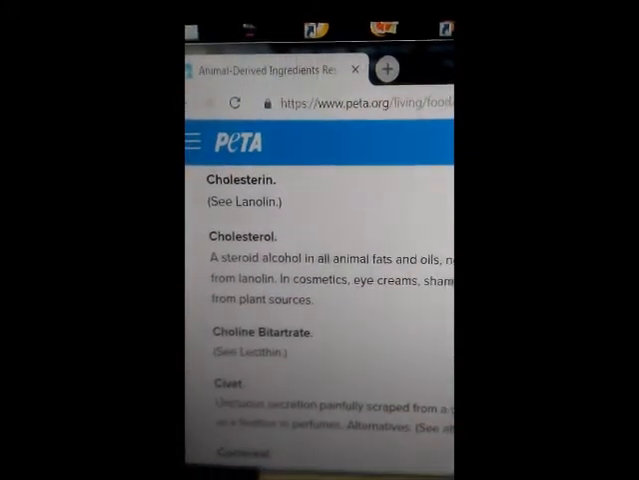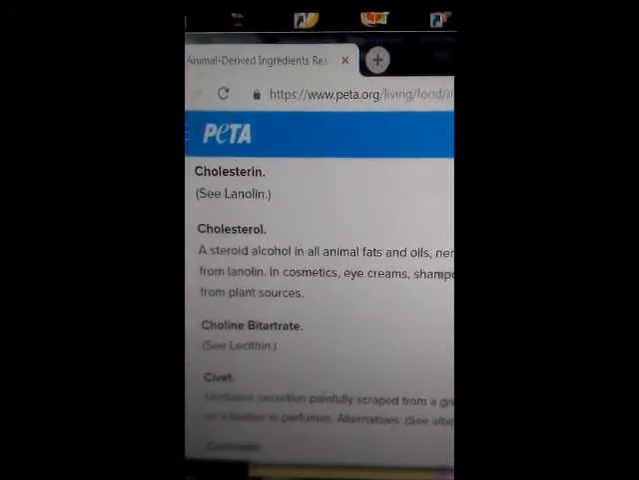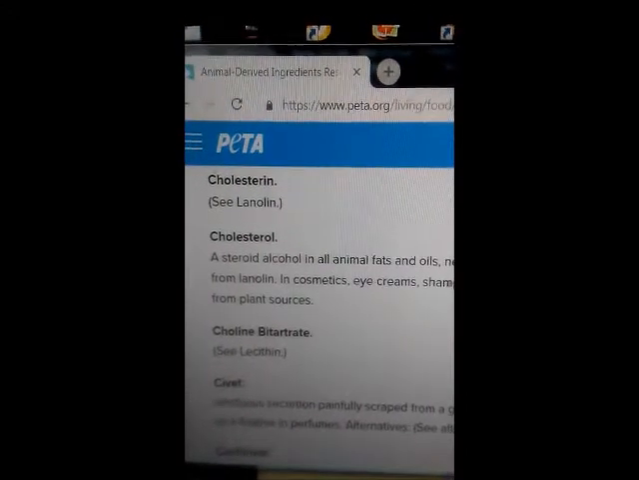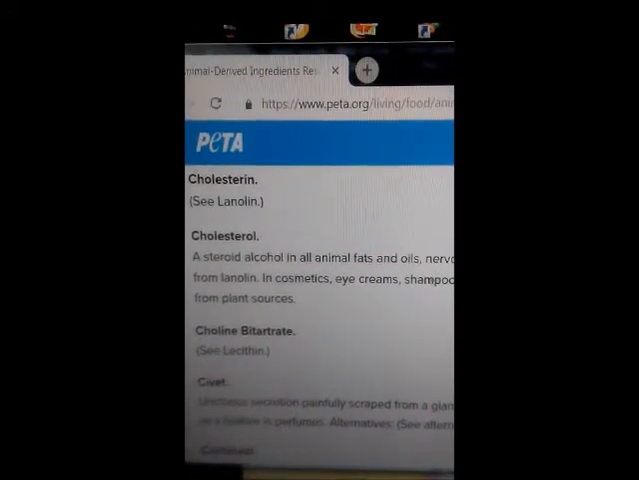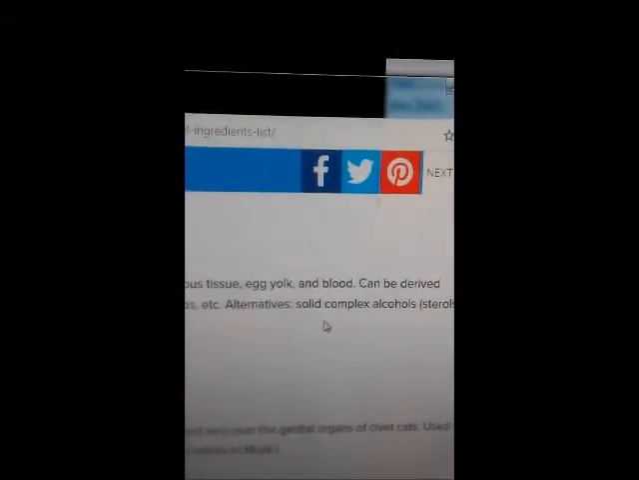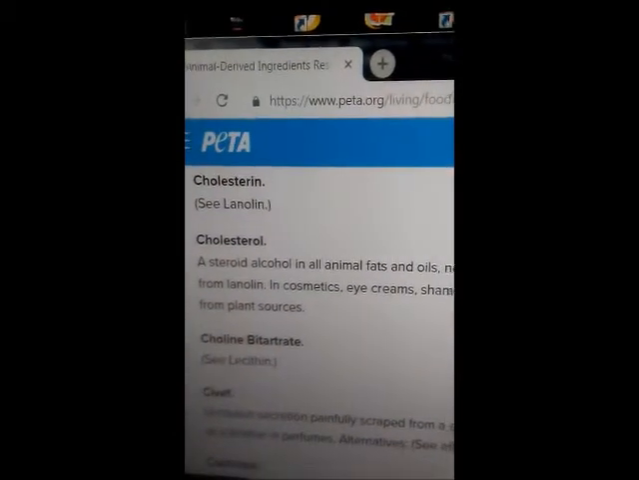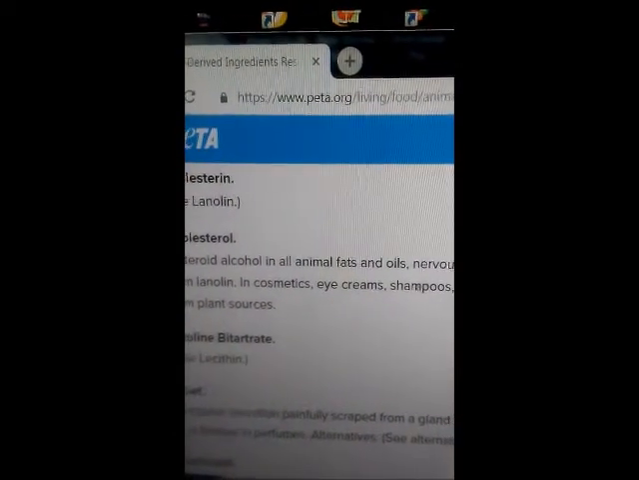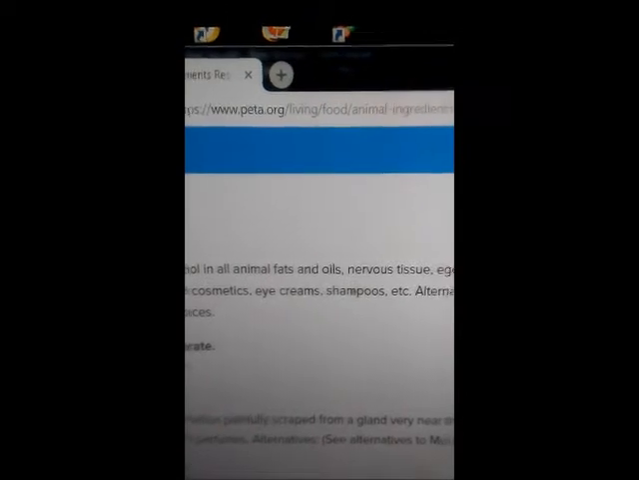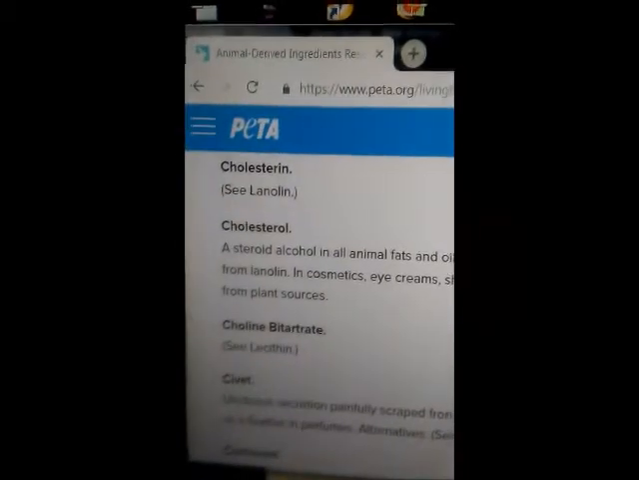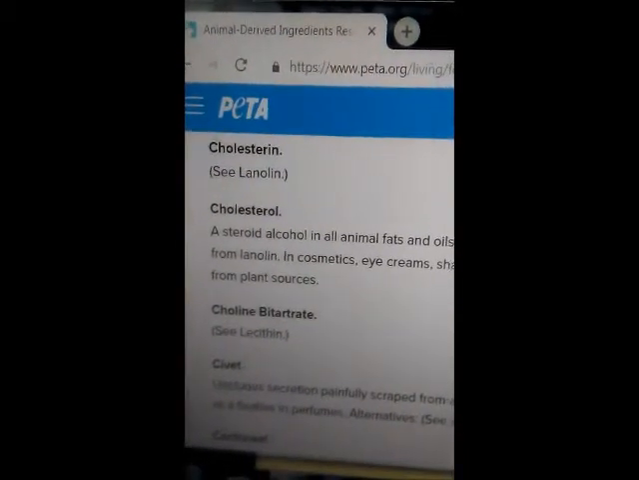Cholesterol. Cholesterol that's added is a steroid alcohol in all animal fats and oils, nervous tissue, egg yolk, and blood. Can be derived from lanolin. In cosmetics, eye creams, shampoos, etc. Alternatives: solid complex alcohol, sterols, or from plant sources.